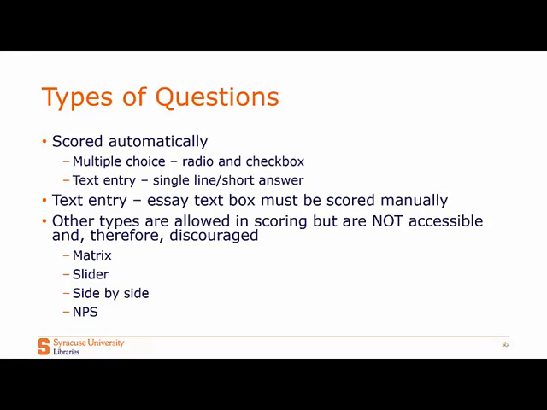You can also have essay questions in your Qualtrics test, but that must be scored manually, and we will go over how to do that. Other types of questions are allowed and are scored automatically, but they are not accessible and therefore discouraged from being used. These include matrix questions, sliders, side-by-side, and Qualtrics Net Promoter Scores.